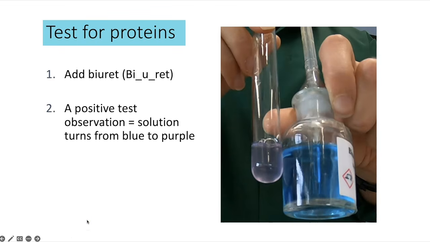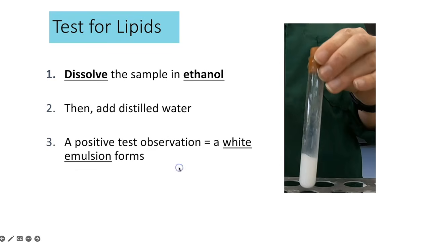The test for proteins then would be adding biuret, and the reason I've split it up into biuret is to try and help you remember the spelling, because often students get this confused with burette, which is a piece of apparatus you use in chemistry for titrations, and the spelling does matter, biuret, and that is this pale blue colour. You would add that to your sample, you do not need to heat, and if there is protein present, it turns this purple lilac colour.